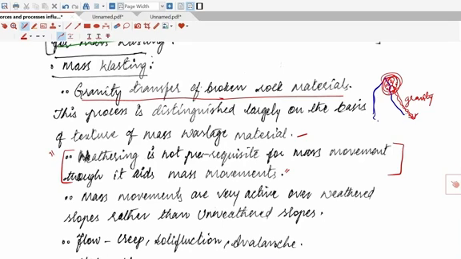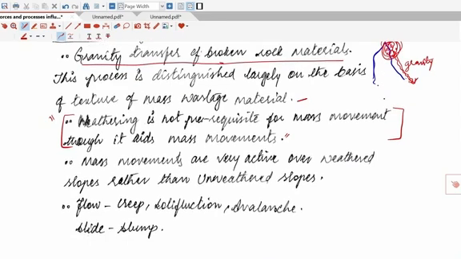So it makes the process very easy for mass wasting. Next, mass movements are very active over weathered slope rather than unweathered slope. This is a point which we have discussed now. Very active, that means they come rapidly down the slopes.